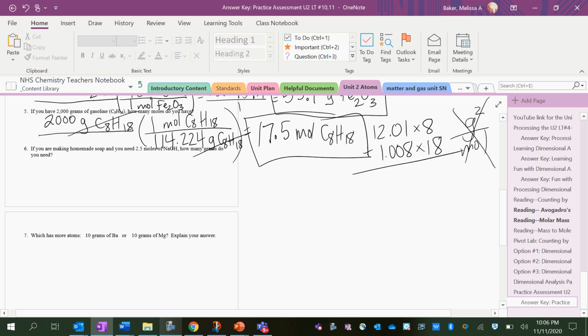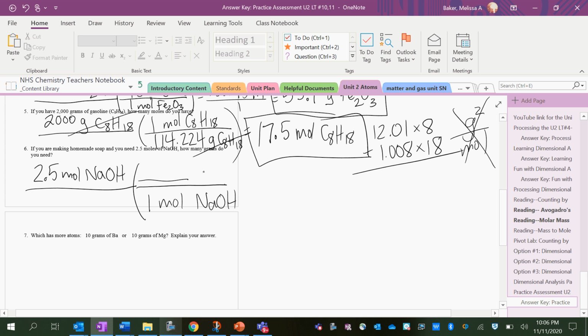All right, number 6. We've got 2.5 moles of NaOH. We're making homemade soap. How many grams do we need of sodium hydroxide? All right, well, how much does 1 mole of NaOH weigh? Blank grams of NaOH.